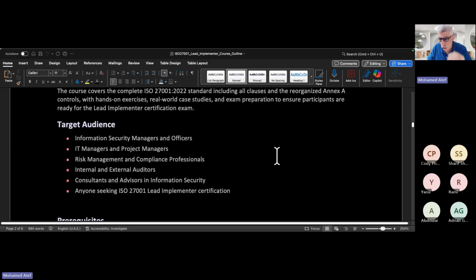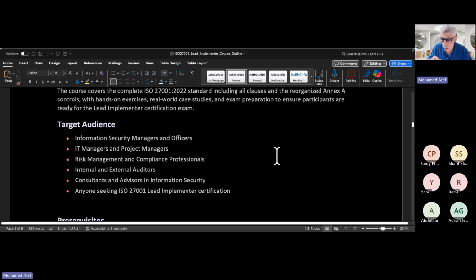It's not only a few controls where you learn that I need to have an antivirus, I need to have a backup, I need to have change management. It's not working like that. You need to understand the business very well. You need to understand what kind of information they have access to and what kind of risks they are facing. And then you need to customize the ISMS to be suitable for them.